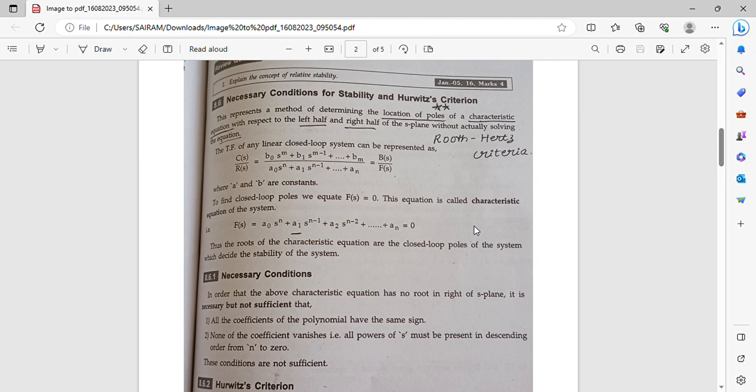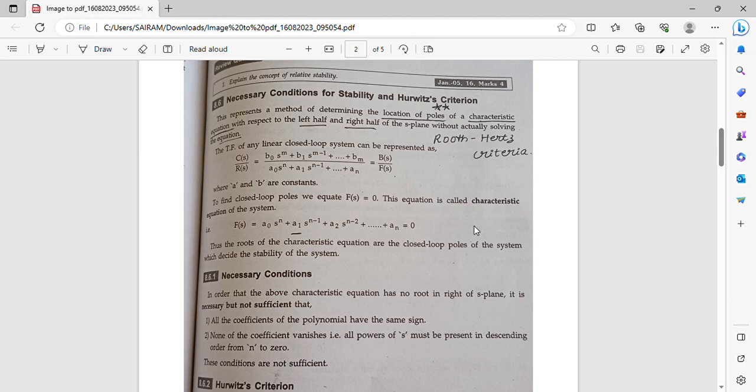So the two problems are just a basic problem set for your understanding, right? Then we'll move on according to the question paper, right? To see how the problems are coming in the question paper for Routh stability criterion, so that you will get to know how we can practice for exams, right? Okay. So now here in the case of necessary condition for stability and Hurwitz's criterion.